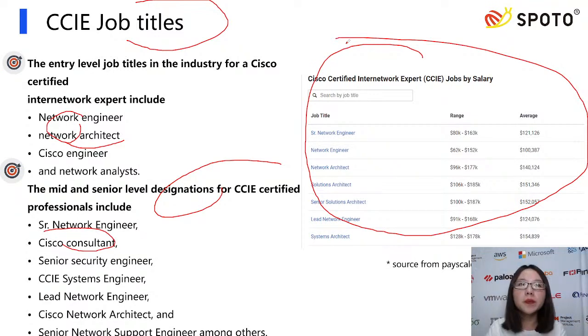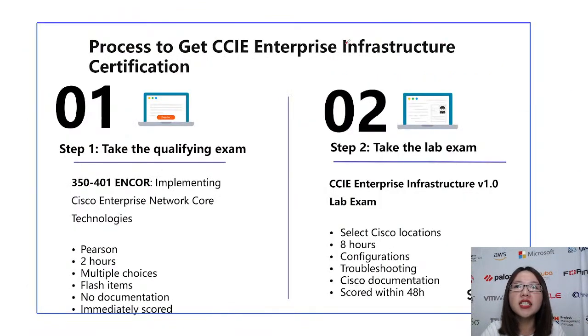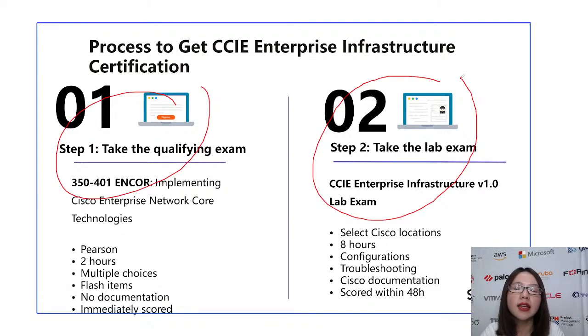Let's go to the next part: how to obtain the CCIE certificate. You need to pass one core exam and one practical lab exam. Let's move to the CCIE EI exam overview first.